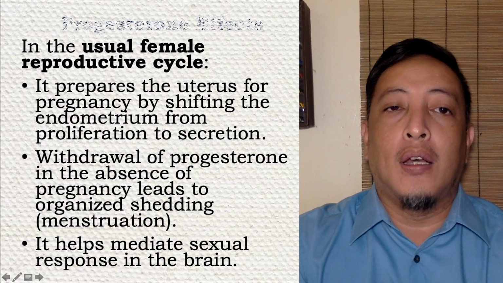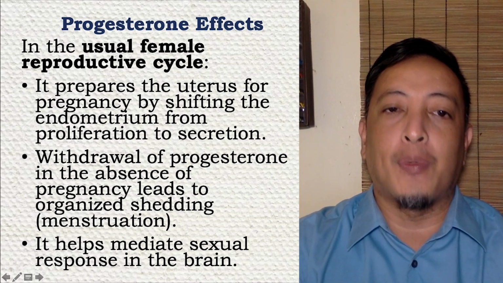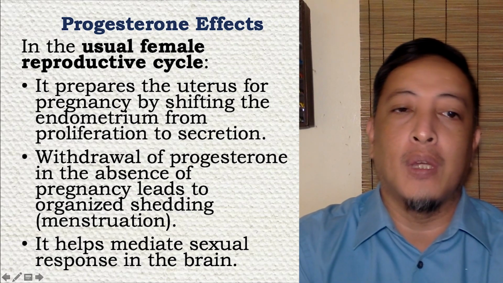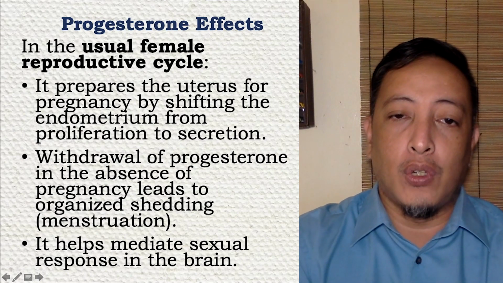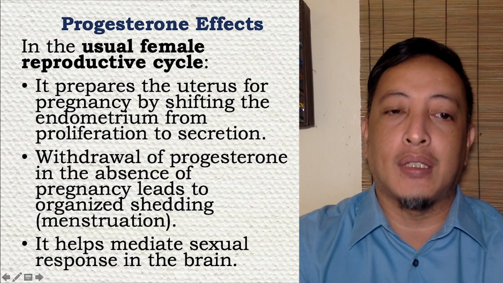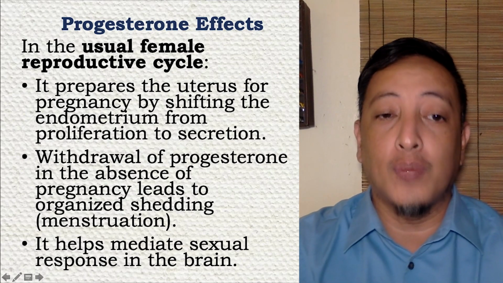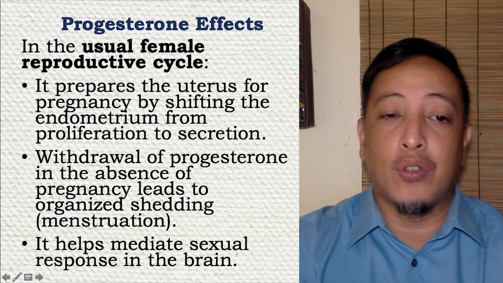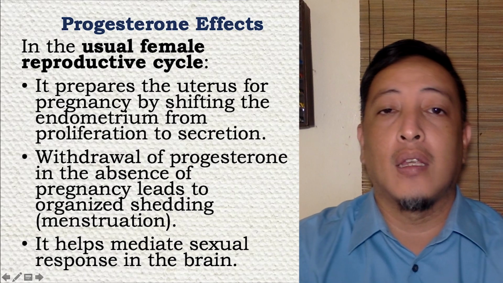In the usual female reproductive cycle, progesterone prepares the uterus for pregnancy by shifting the endometrium from proliferation to secretion. Withdrawal of progesterone in the absence of pregnancy leads to organized shedding. In the case of primates and humans, menstruation occurs. It helps mediate sexual response also in the brain.